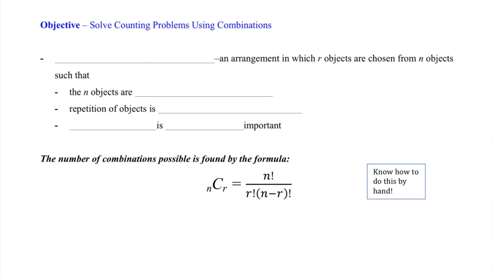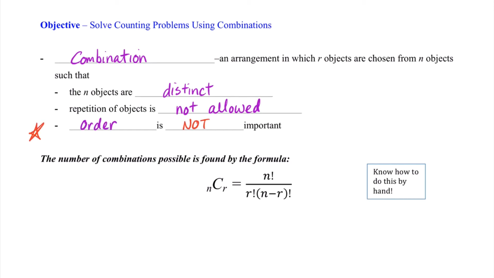So that takes us to our next objective, where now we're working with counting problems using combinations as opposed to permutations. Well, a combination is yet again an arrangement in which r objects are chosen from n objects, such that, yet again, the n objects are distinct, repetition of the objects is not allowed, but this time order is not important. And again, that's our difference between combination and permutation. So let's make sure we draw some emphasis to that. The difference between permutation and combination: combination, order does not matter, while permutation, order does matter.